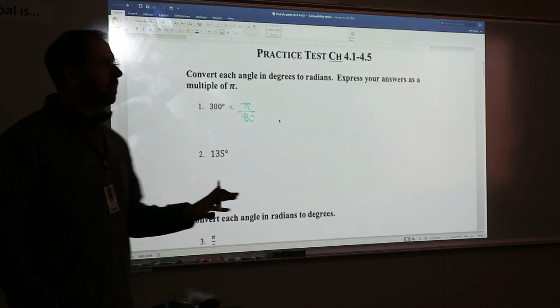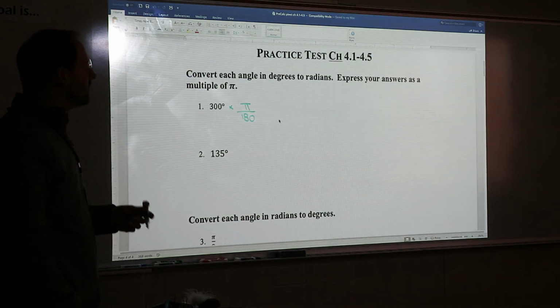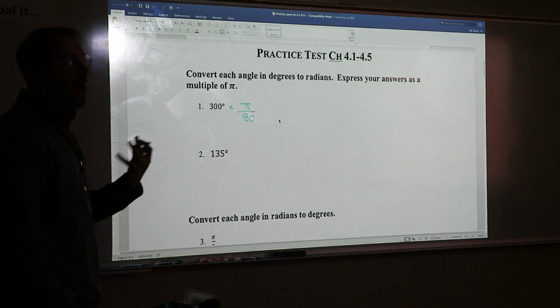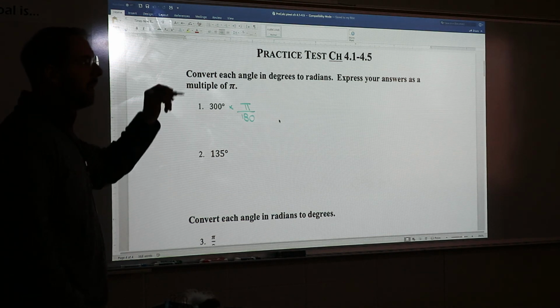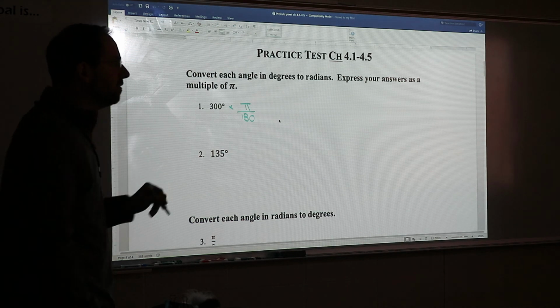Just to remind you, this formula, like Justin just asked, will be on the board, but you have to know how to use it. I'll probably just have the conversion formula, and I'll just put pi over 180 on it. I won't even say what it's for.